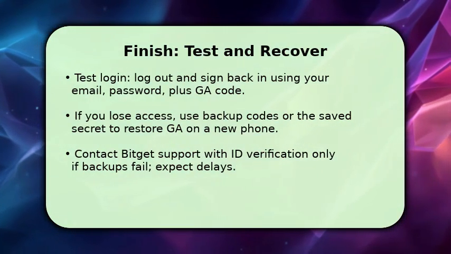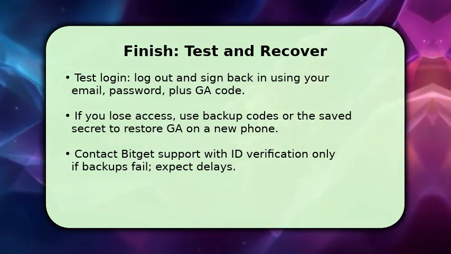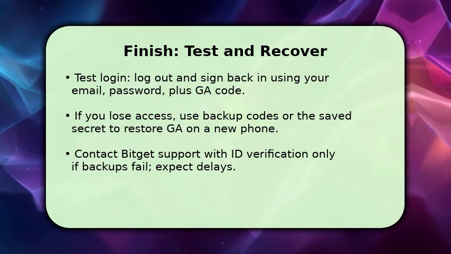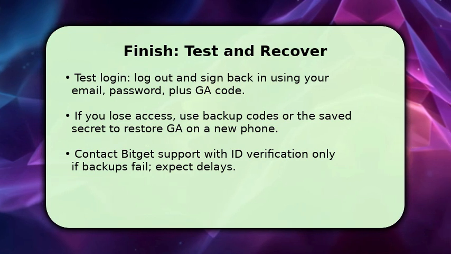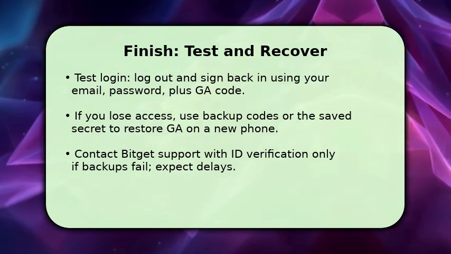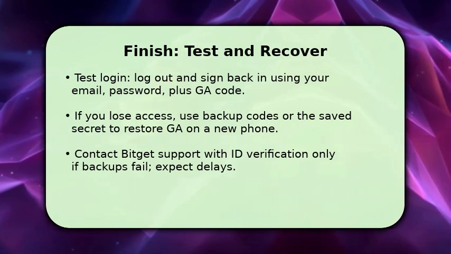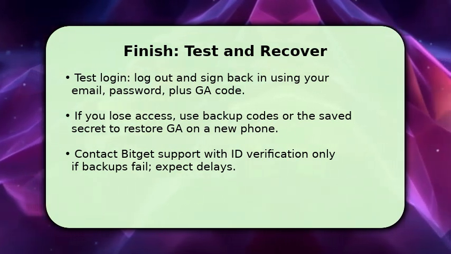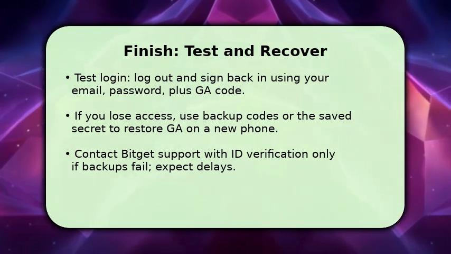Log out of Bitget and sign back in using your password plus the current Google Authenticator code to confirm everything works. If your phone is lost, restore by reinstalling the app and re-entering the saved secret or using one of your backup codes. That is why backups are essential. If neither option is available, contact Bitget support and be prepared to verify your identity, though recovery can take time and backups are the fastest fix.